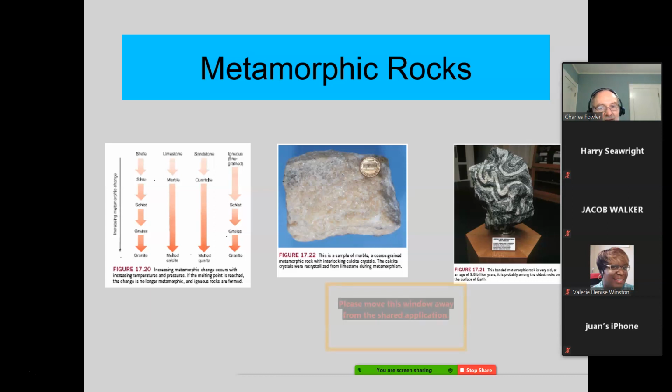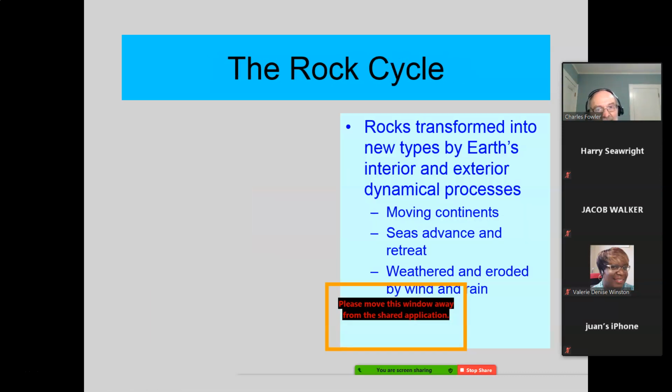Okay. Let's move on. By the way, this piece of marble, if you haven't figured it out, that's a penny there, so it just gives you the relative size of that piece of marble. No foliation at all visible there, non-foliated.